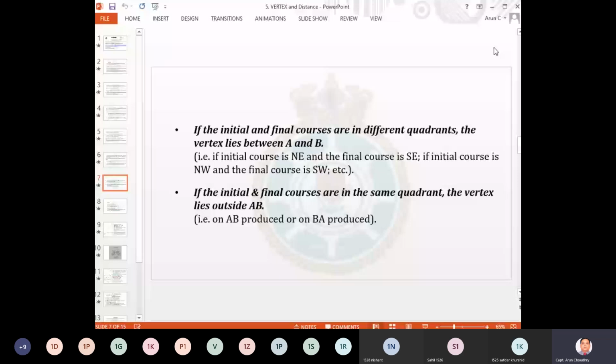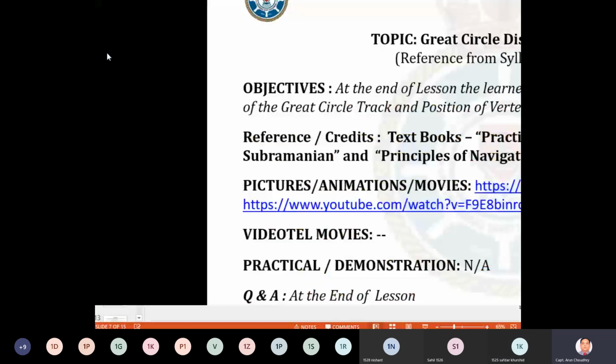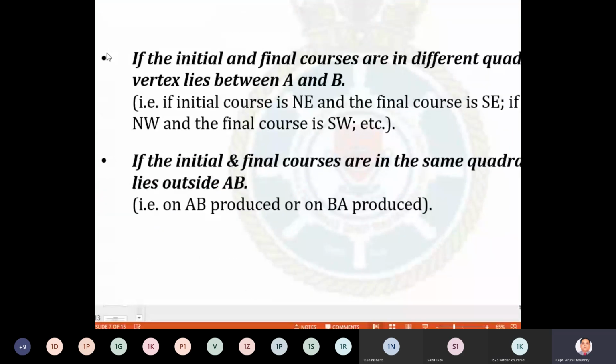I'll just explain that. Let me start the slideshow. Okay, I made it wrong actually. One minute, I will just explain that. Now, let's say we have the point A here and we have the point B here.